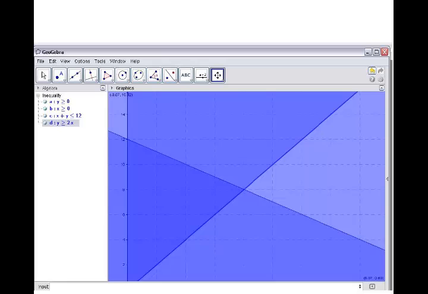In this example, we're allowed to choose points on the line, because the inequalities also include the equality. Geogebra shows that the region is bounded by solid lines. That means that we are allowed to choose points on the line.